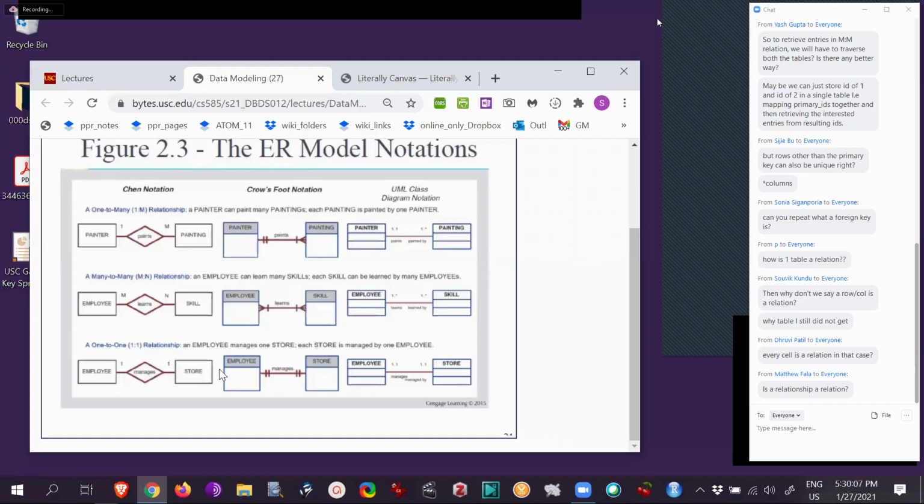And then finally, there's a one-to-one. Suppose you have all the employees that work at Starbucks in Los Angeles, and you have all the stores that are in Los Angeles. Then every store only has one manager. And if somebody is a manager, they manage only one store. So then Chen put a 1 and a 1. We don't use Chen's notation too much.